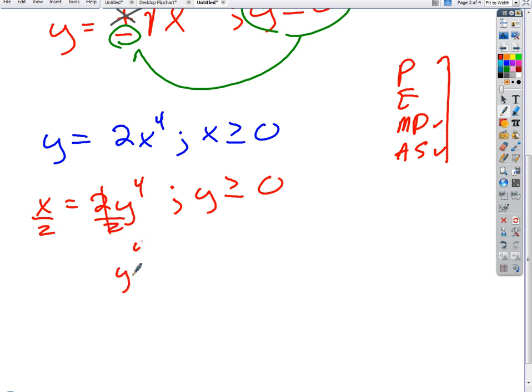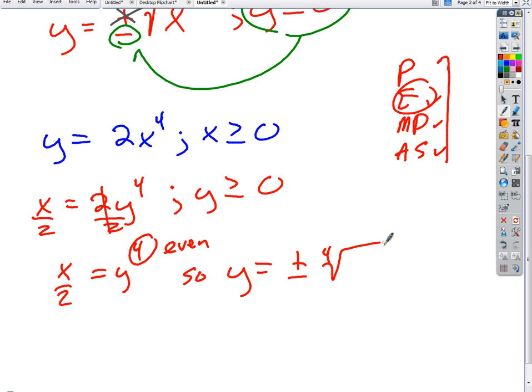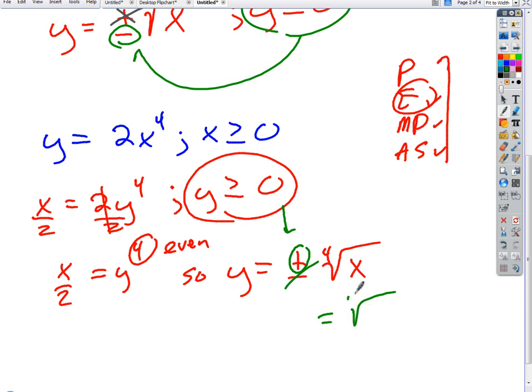Right, so I get y to the fourth equals x over 2 exponents. What do I do now? Fourth root. So y equals, it's even, so I need a plus or minus, don't I? Plus or minus the fourth root of x, but if y is greater than or equal to 0, which one are we going to keep? The positive, and we cancel the negative. So our answer is just the positive fourth root of x, right?